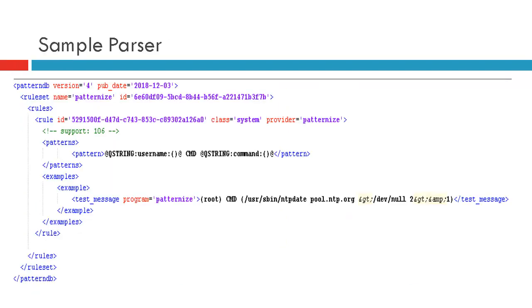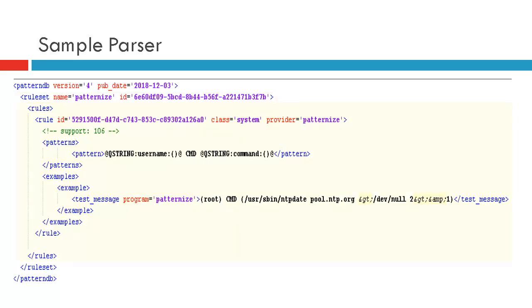Finally, let's take a quick look at the sample parser that I created before we get into the actual configuration of the patterndb parser. This is a parser that I created to parse the NTP-date cron message. As you can see in the sample parser, it starts with the patterndb tag that has the version and the publication date. Then we have the rule set tag with the name and ID. The patternize in the name is because I used the PDB tool to generate the template for this log message.